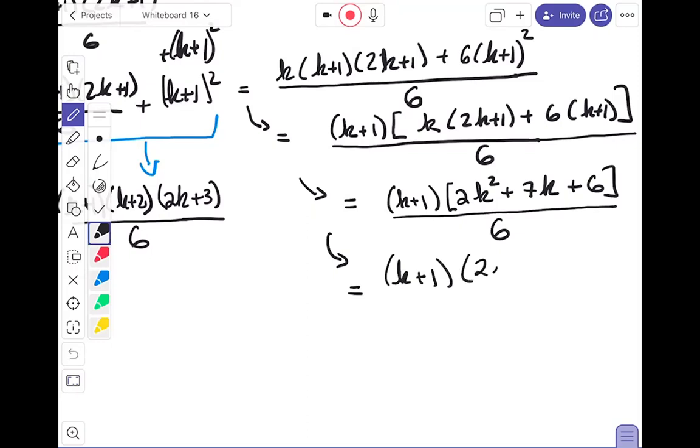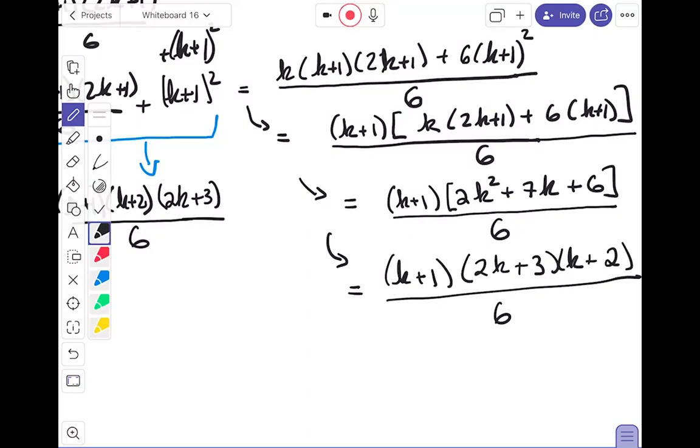Let's see. If it's going to work, it's got to be 2k and k, right? I'm trying to factor that quadratic there. It looks like, let's see, I'm going to say 2 and 3, maybe. I don't know if it works. Let's see if it works. 2k times k is 2k squared. That worked nice. Then you get 4k and 7k. That worked nice. Now you get 6.